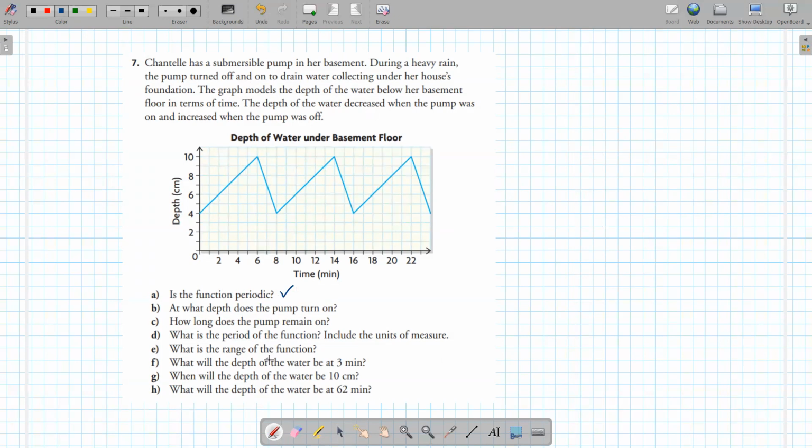Part B, at what depth does the pump turn on? Okay, so what are they asking us? When the pump turns on, what's the time? 0. So what's the depth at 0? 4. 4, that's it. It's just asking for the y-intercept. So 4 centimeters is the answer to that.